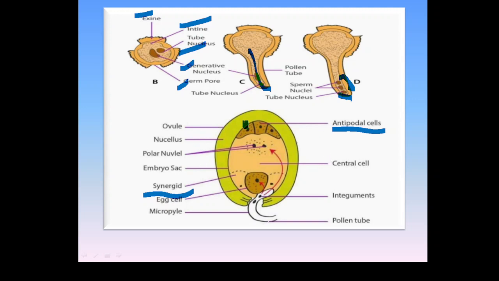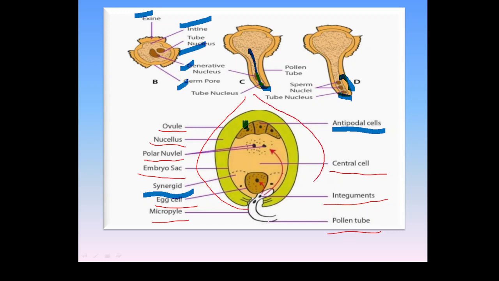So you can see the central cell, the integuments, the pollen tube, the micropyle, the egg cell, the embryo sac, the polar nuclei, the nucleolus, and the ovule. This is the ovule. And if I draw a bulging structure outside, this is the ovary. Don't forget that the double fertilization takes place entirely in the ovary.